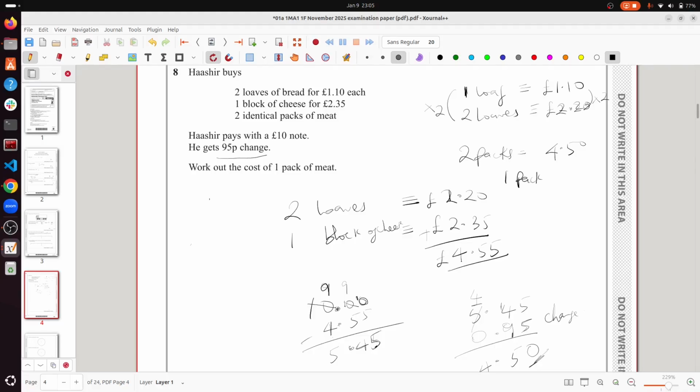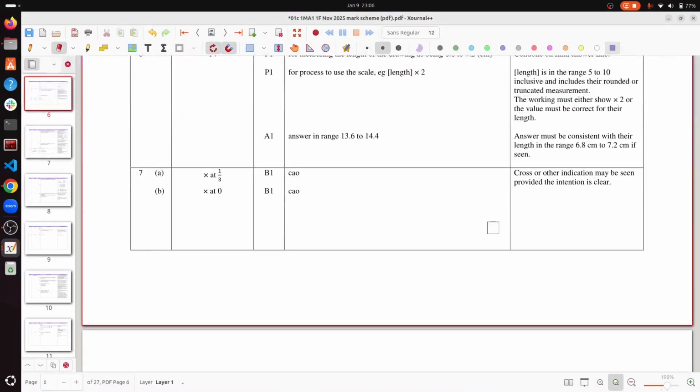So 1 pack. What have I done from here? I've halved, so I need to divide here by 2 as well. So £4.50 divided by 2. If you can do it in your head, that's fine. We can use this method. 2 goes into 4, 2 times, no remainder. 2 goes into 5, 2 times, remainder 1. 2 goes into 10, 5. So I know that one pack should be £2.25. So let's go back to the mark scheme and just see how the examiner would have allocated those marks.